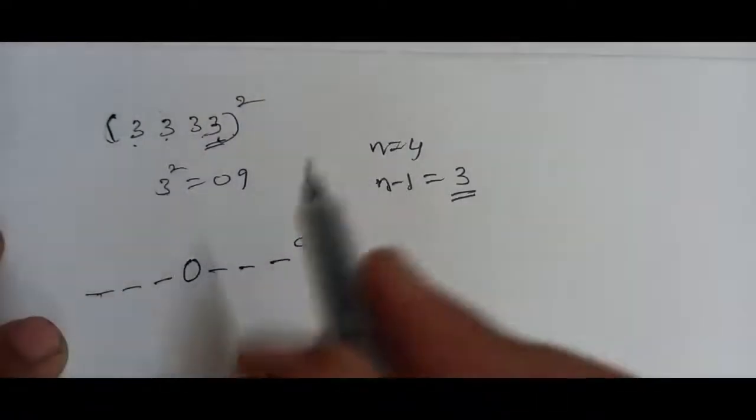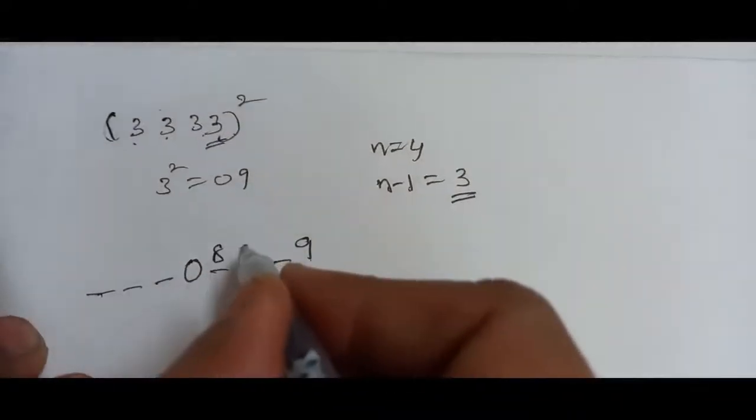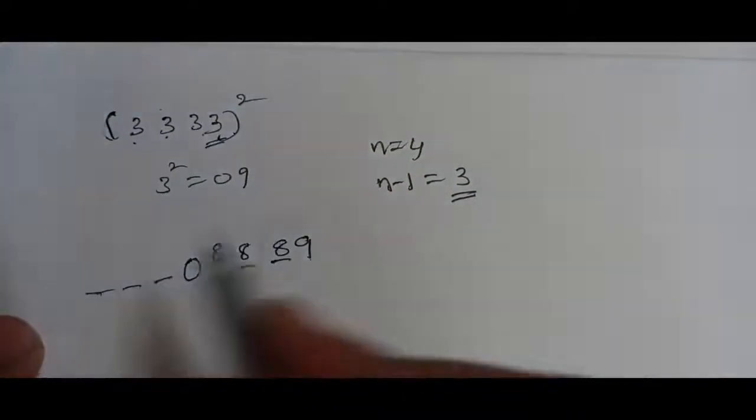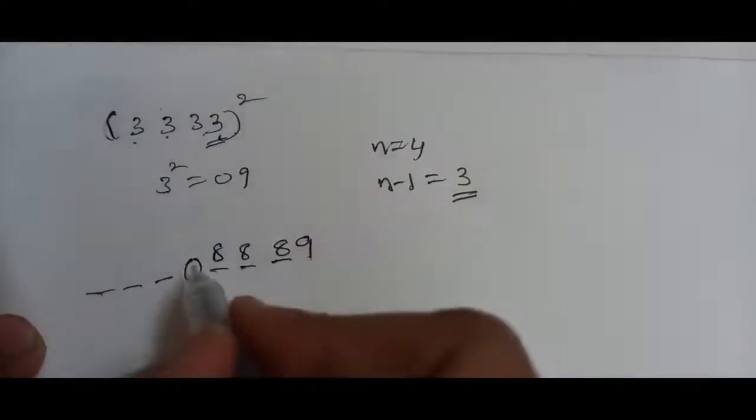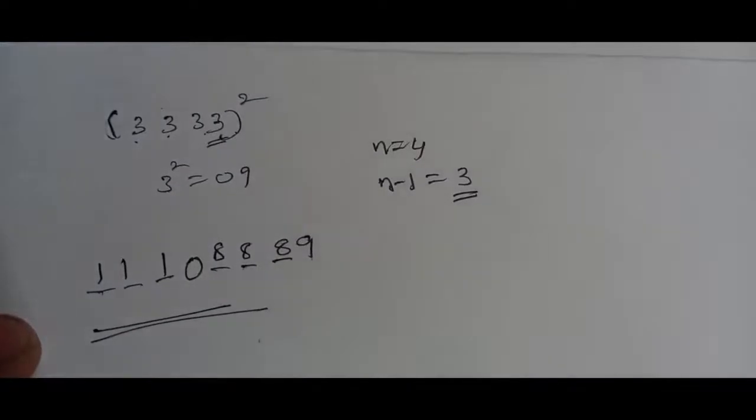Then decrease one from this number, that is fill it with 8, 8, 8. Increase one number, so fill it with 1, 1, 1. So this is the answer. So simple, no?